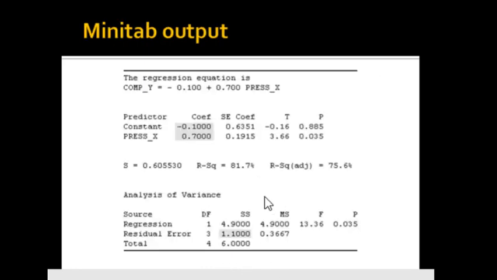Here's what a Minitab output looks like. Again, here are the coefficients, negative 0.1 and 0.7 for beta 1.